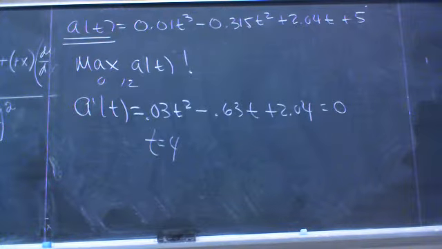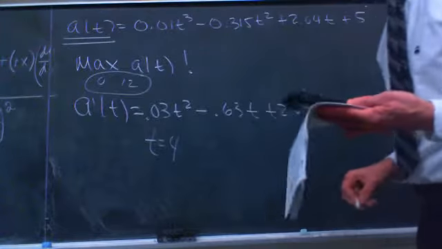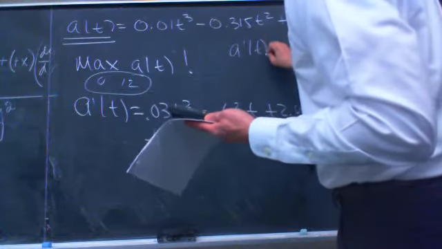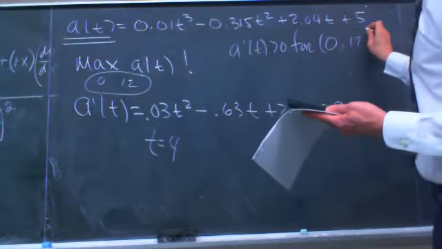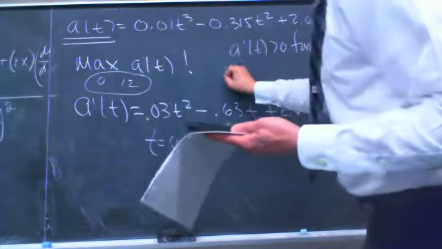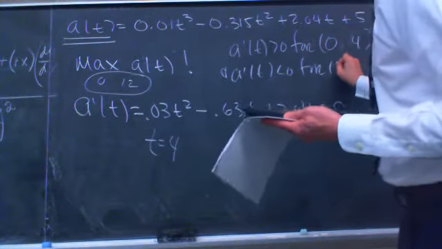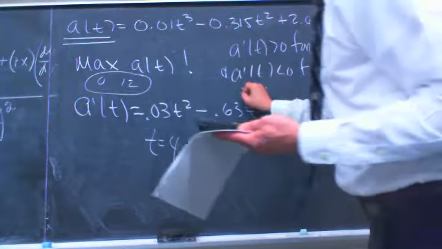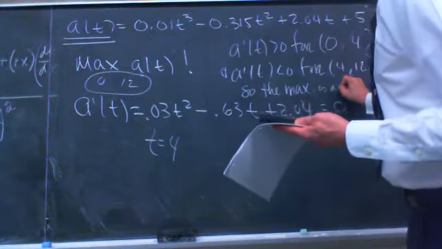So now how do we justify that? Well, we're on a closed domain only from 0 to what? So we'd say that a prime at t is greater than 0 for 0 to what? 4. And a prime at t is less than 0 for what? 4 to what? 12. So the maximum is at what?